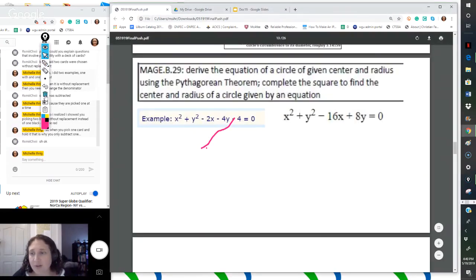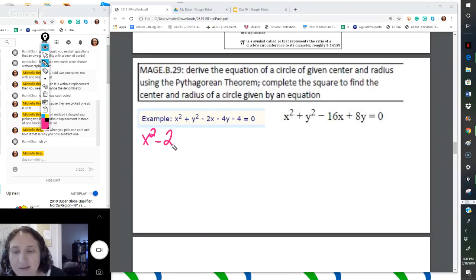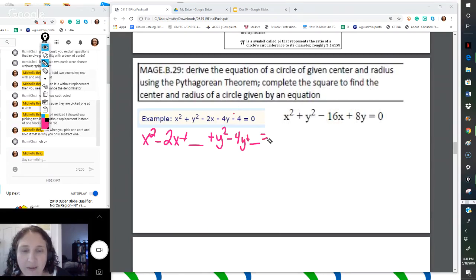So what we're going to do here is group the x, leave a space, group the y, leave a space. I'm going to go slowly for both of these because there is most likely going to be one question because it's on the AKS. So here I'm going to write x squared minus 2x, leave a space. Y squared minus 4y, leave a space. This has to come on this side because this is -4. I know this is going to be +4.